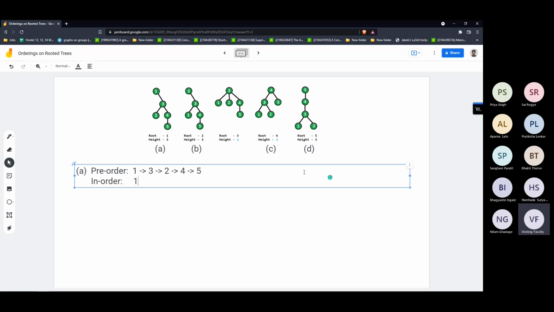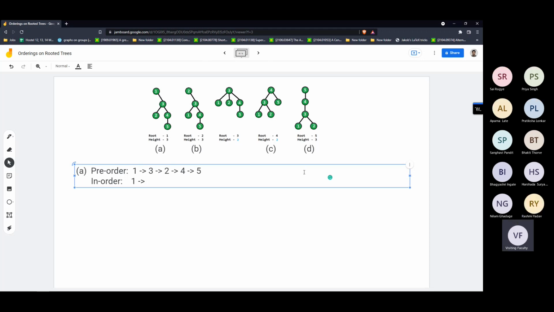Why did you say five? Sir, I said it by mistake, not from the bottom. Take your time, but be careful. Now you go to the right subtree, which is 3. But you don't write three, no? So you write three.